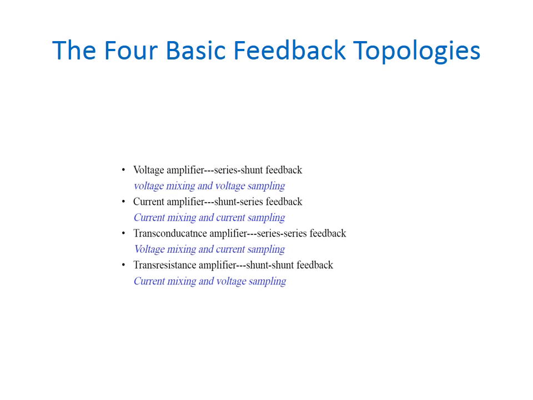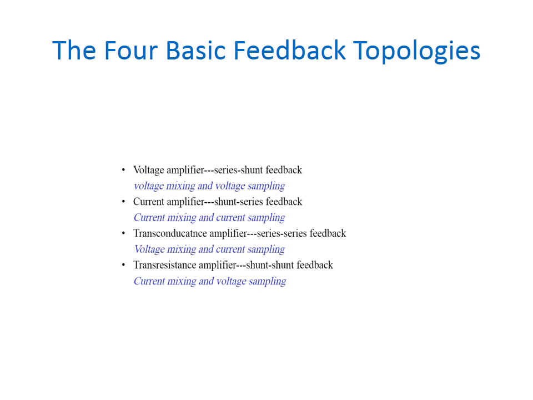First we are going to see the voltage amplifier, otherwise called the voltage series feedback amplifier, because here the mixing is voltage and sampling is voltage. That is why we call it series shunt feedback. The next, the current amplifier, is otherwise called shunt series feedback. Here the mixing is current and sampling is current.